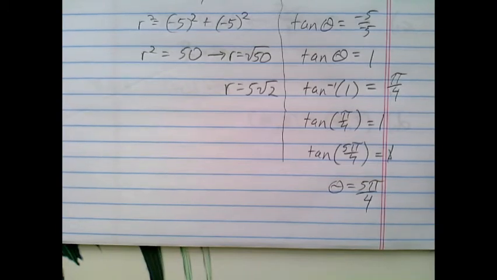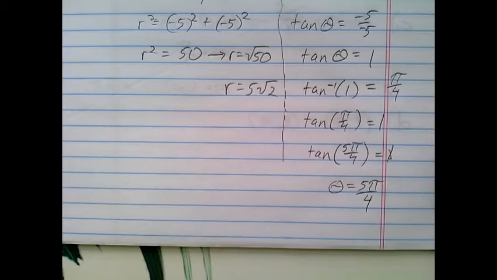My r value's right. Now, that's something you've got to be careful with polar coordinates. Sometimes when you take tan inverse, you have to add pi to the answer to get to the right quadrant. But the good news is, you should know what quadrant you're in if you had rectangular coordinates. So you should know right away whether or not your angle is the right angle, or if you need to add pi to it.